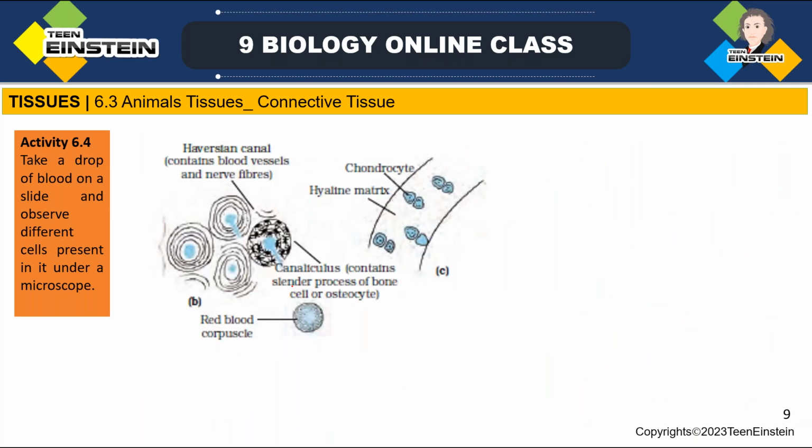The next, here you can see bone. Bone is another example of connective tissue. So blood we have already learned. Next is bone. So we know that bone is forming the structural framework of the body, right?